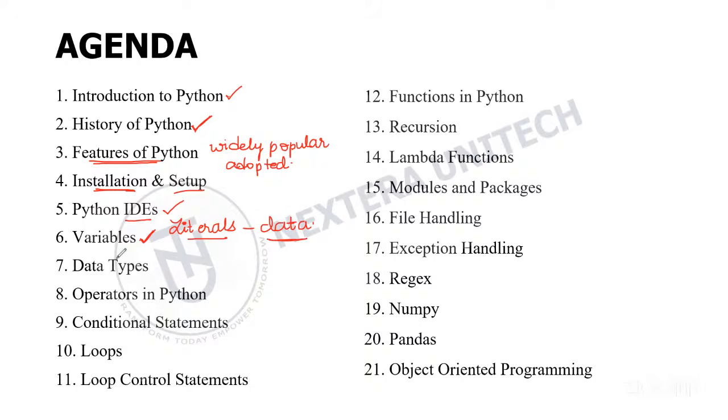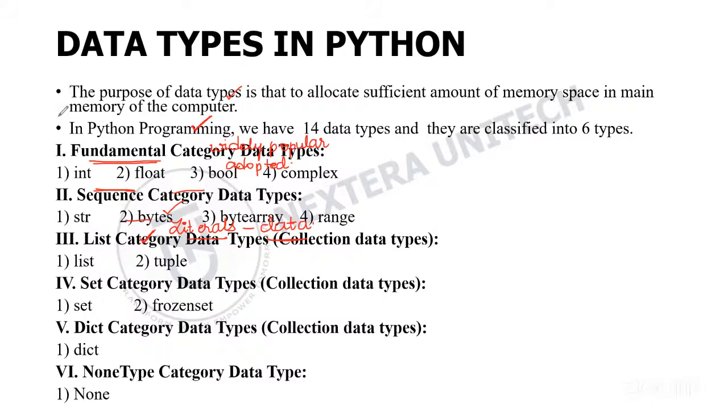And then we got to learn about data types. So we have mainly 6 types. So internally we have 14 types, but they are divided into 6 categories. So firstly, we got to know about fundamental category data types, and this consists of int, float, boolean, and complex. And then we got to know about sequence category data types. So these are used to store sequence of values. And fundamental categories store single values. So sequence category data types are string, bytes, byte array, and range.